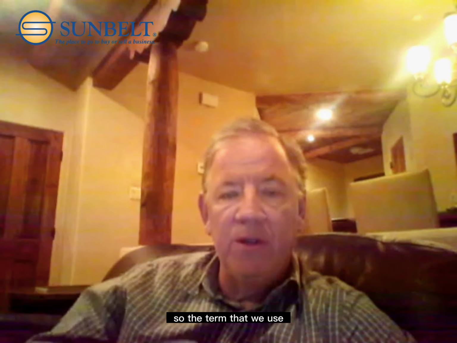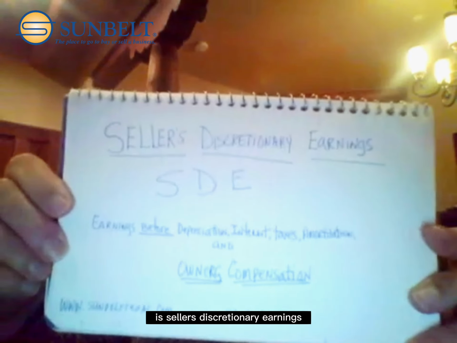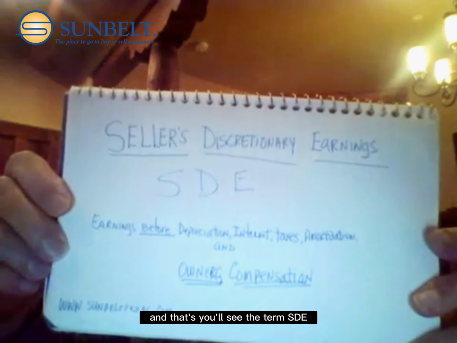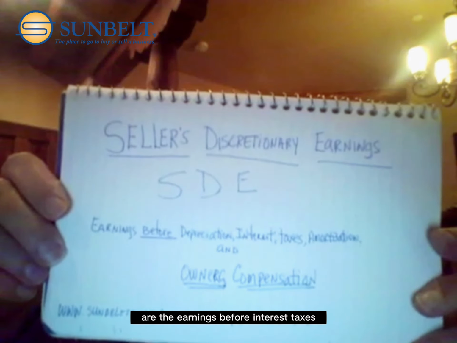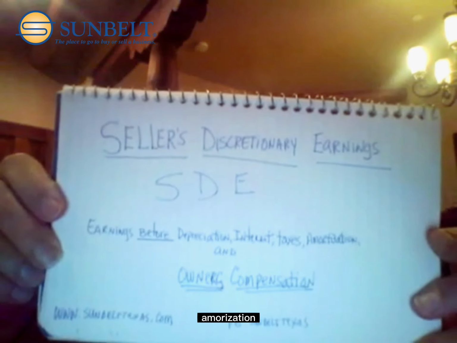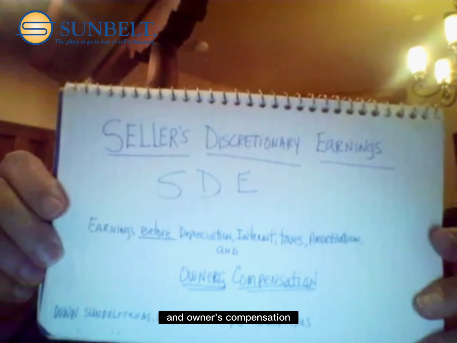So the term that we use, and you'll see in businesses that we have listed, is seller's discretionary earnings. You'll see the term SDE. And seller's discretionary earnings are the earnings before interest, taxes, depreciation, amortization, and owner's compensation. And if you want, you can stop the video and pull the information off that.